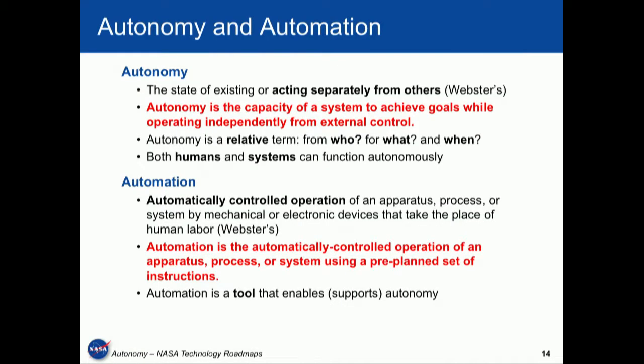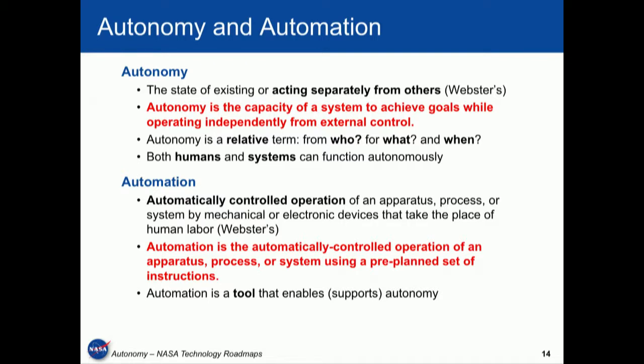Now, if you want to get into very specific definitions of what these mean, you could look at the dictionary. Autonomy is defined in Webster as the state of existing or acting separately from others. So, if you have the ability to go out and do something independent of others, you're autonomous. Within the technology roadmaps, our definition is that autonomy is the capacity of a system to achieve goals while operating independently of external control. So that's a capability, it's a capacity. It's something that the system's able to do. It doesn't describe a technology that you can just buy off the shelf, but it's really a characteristic of the system, that it is autonomous. It's able to function independently.